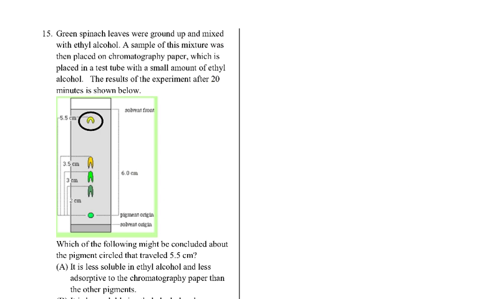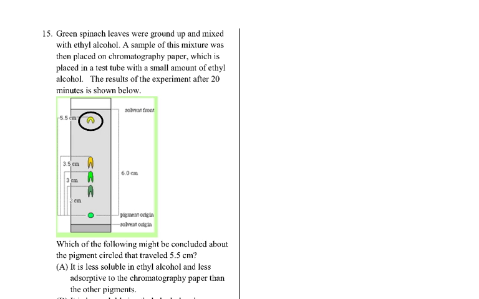Okay, 15. Green spinach leaves are ground up and mixed with ethyl alcohol. A sample of this mixture was then placed on chromatography paper, which is placed in a test tube with a small amount of ethyl alcohol. So the ethyl alcohol is a solvent. It's going to move up the paper and take some of the pigments with it. At the same time, the pigments are going to stick to the paper a little bit, adsorb to the paper.